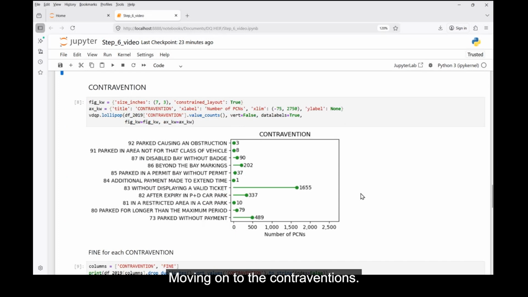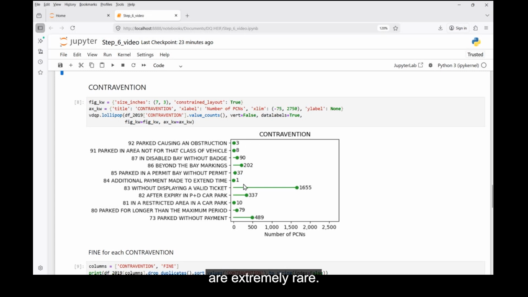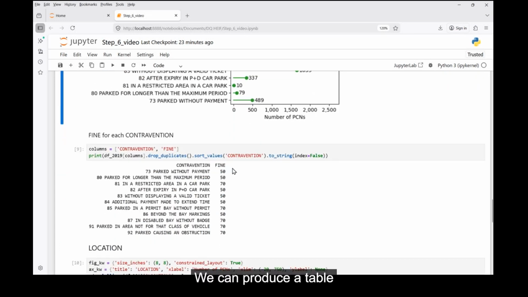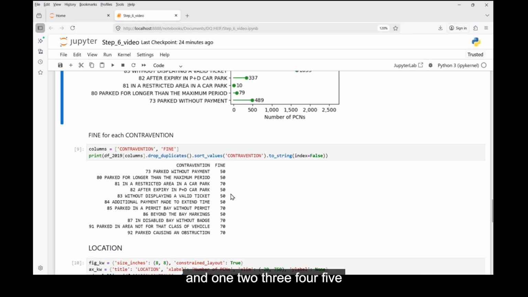Moving on to the contraventions. We plot the number of times each one occurs. Parking without displaying a valid ticket is by far the most common one, and a few of the contraventions are extremely rare. We can produce a table showing the value of the fine for each type of contravention. So some of them are for the £50 contraventions, and 1, 2, 3, 4, 5 are for £70 contraventions.